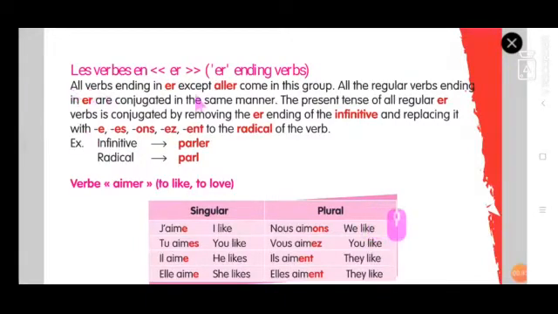All verbs ending in ER except aller come in this group. Aller is an irregular verb, that's why it doesn't come in this group. All the regular verbs ending in ER are conjugated in the same manner. As we learned, with the endings E, ES, E, ONS, EZ, ENT, all the regular ER verbs will be conjugated in this same manner. The present tense of all regular ER verbs is conjugated by removing ER.